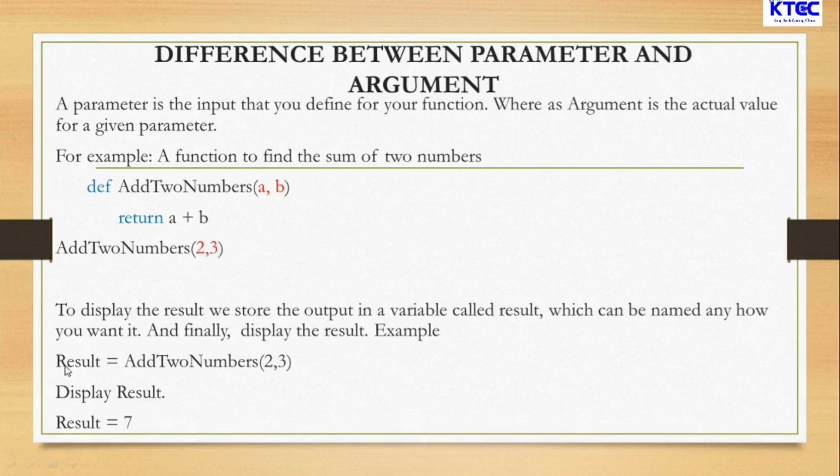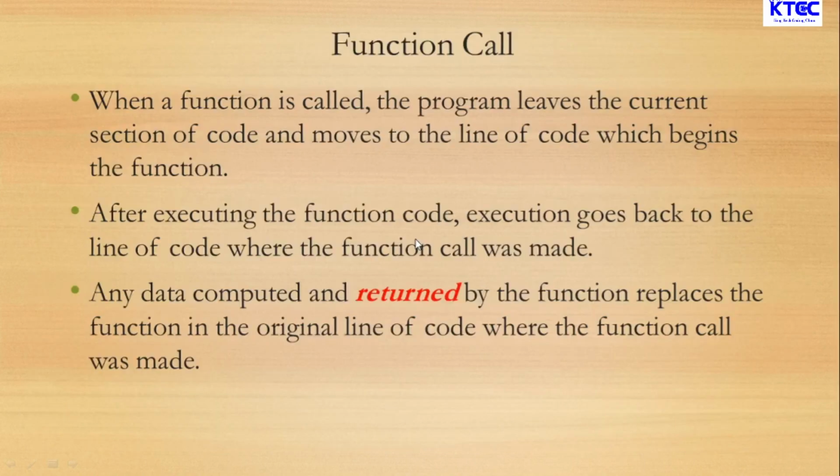To display the result, we store it inside this variable here. You can name it anything you want, and then you say display result. Whenever you run the program, it will add the 2 numbers you passed as arguments and display the result for you. So basically, that is how a function works, and these are the differences between parameters and arguments. I pray you understand. Now, function call.